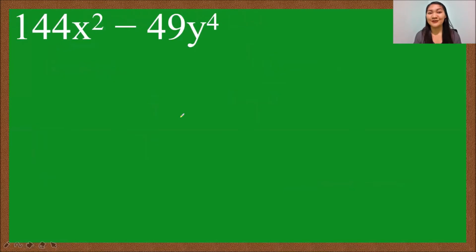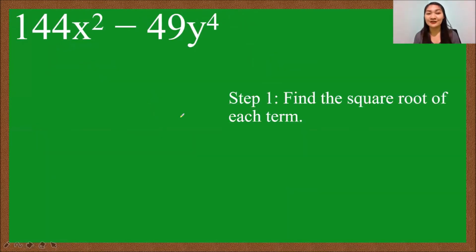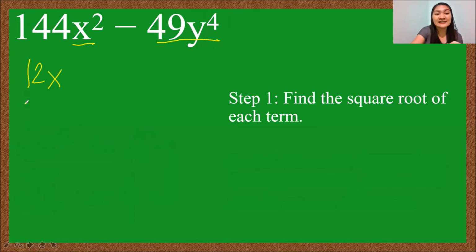Next example. First step is to find the square root of each term. So what is the square root of 144x squared? The square root of 144 is 12. And the square root of x squared is x. For the second term, what is the square root of 49y raised to 4? The square root of 49 is 7. And the square root of y raised to 4, we divide 4 by 2, that is y squared.